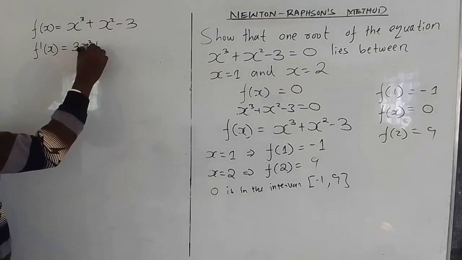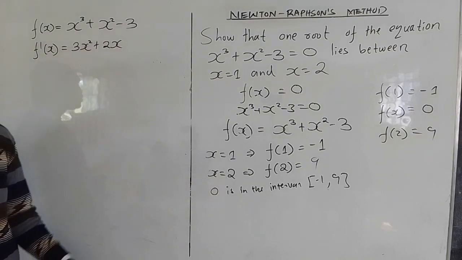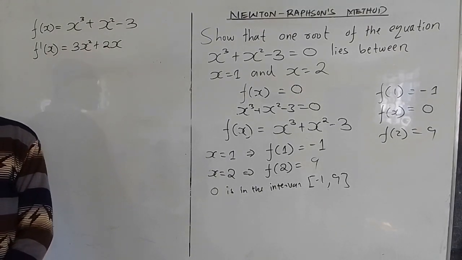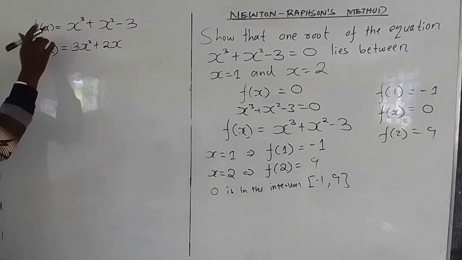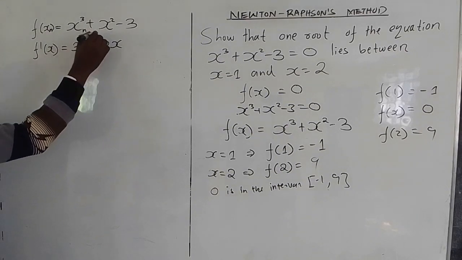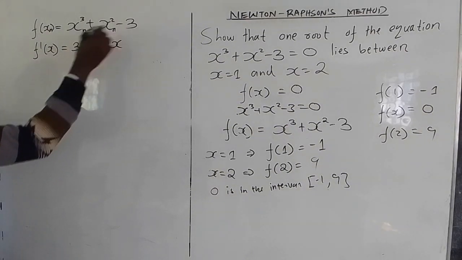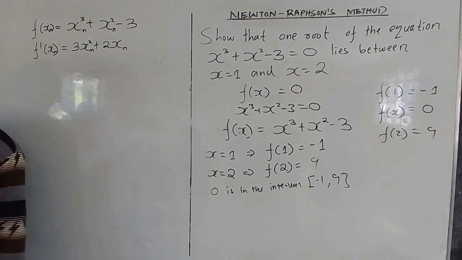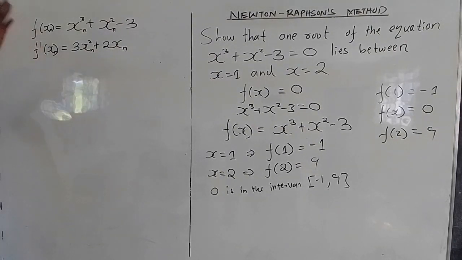Then if you differentiate x squared, you get plus 2x. If you differentiate a constant, you get 0, isn't it? So from there, this is f of x, you put your n, f of xn, xn cubed, xn squared in that one. F prime of xn, where there is x, you substitute with the xn. So we have the function f of xn and f prime of xn. Are we together?